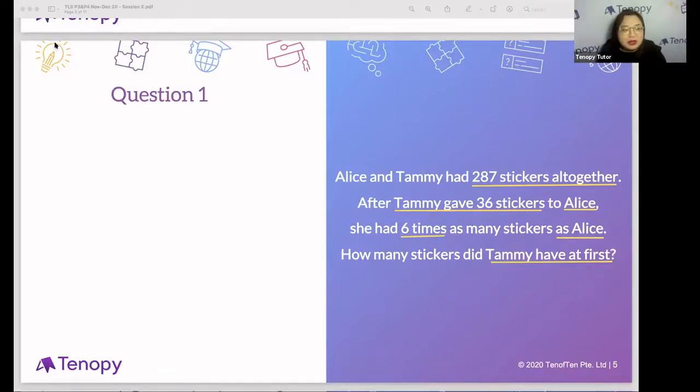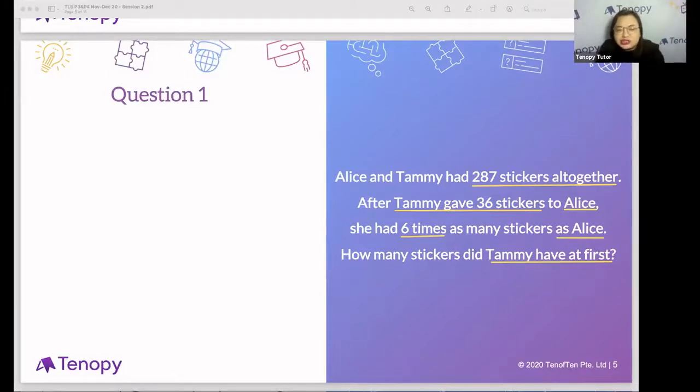Okay, so Rosanna, let me unmute you. Okay, so Rosanna, what do you think will be the best method to solve this question? I think you should draw a model first. Oh, model, okay. But if I'm going to draw a model, which statement do you suggest that I should start with? Alice and Tammy had 287 stickers altogether. Oh, so you think I should start with the first statement, right? Yeah. Okay, but I want all of you to think about it. Very good, Faliha, using the model method. I want all of you to think carefully about which part we should start with.